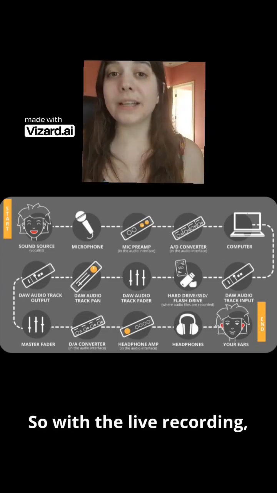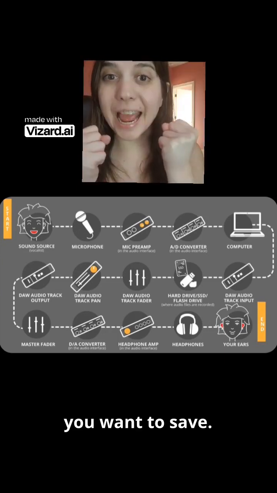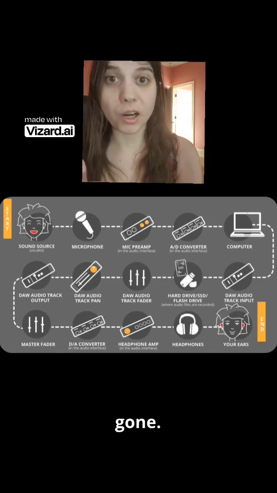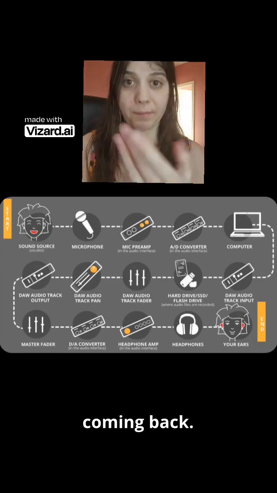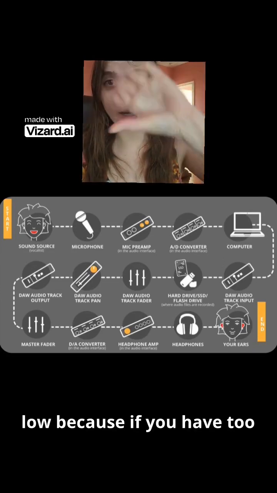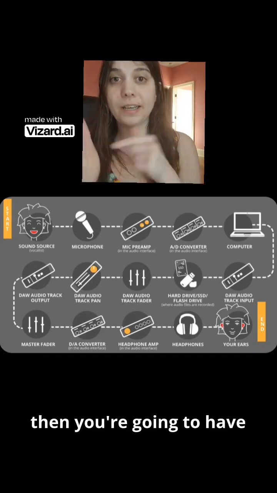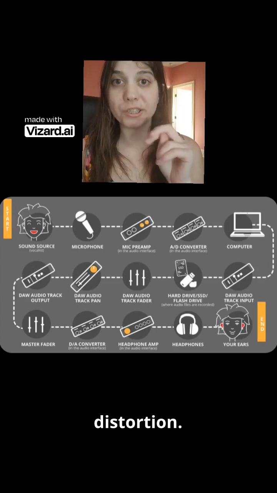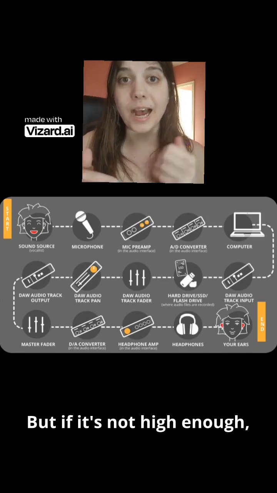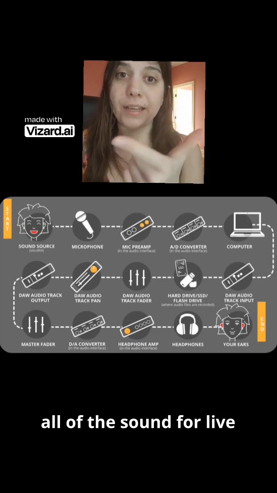So with the live recording, you want to save as much of the signal as possible, because once it's gone, that moment is never coming back. So you start off high and then you go down low, because if you have too much high, if it's redlining, then you're going to have distortion. But if it's not high enough, you're not going to capture all of the sound for live recording.